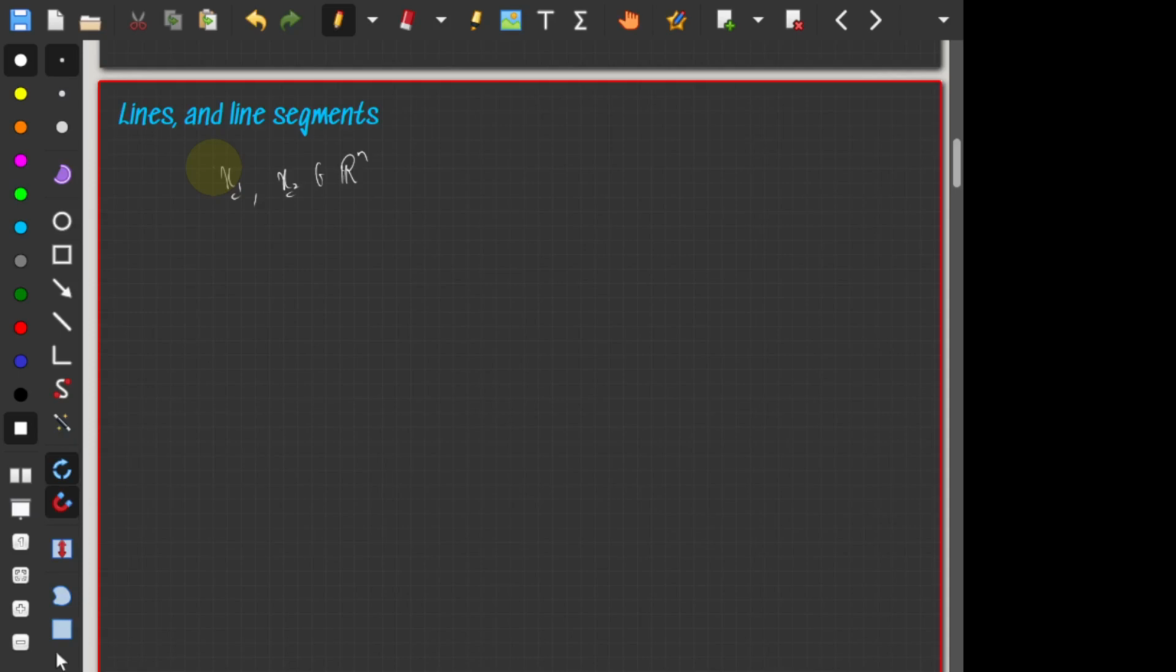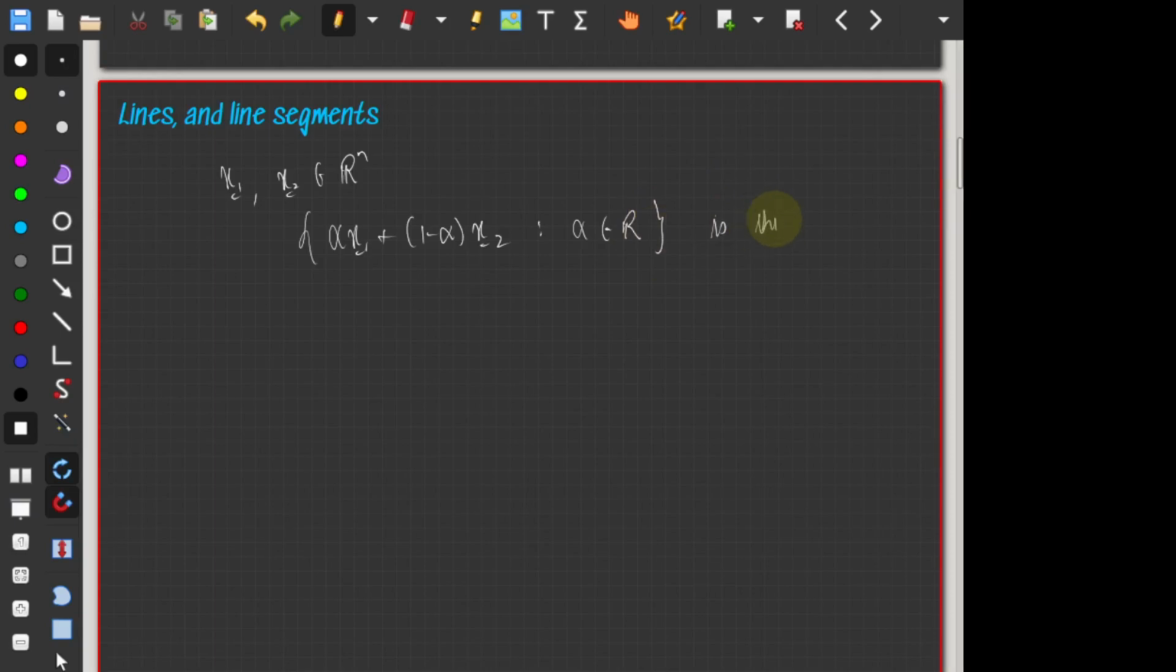Any guesses? Okay, for alpha. Yeah. So effectively, alpha x1 plus (1 minus alpha) x2 for all alpha in R. So this is the line passing through x1 and x2.